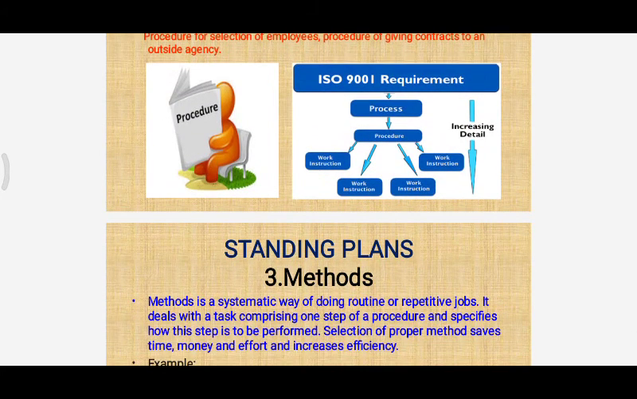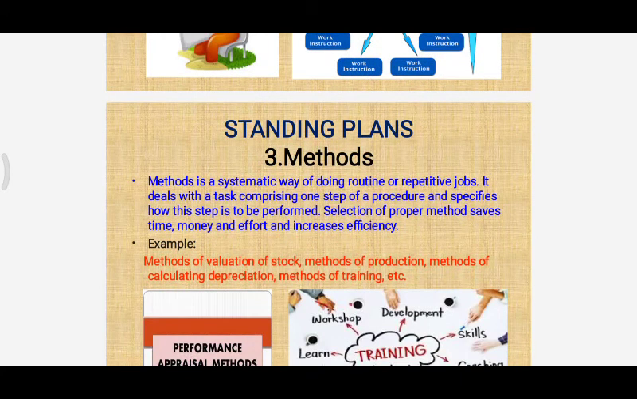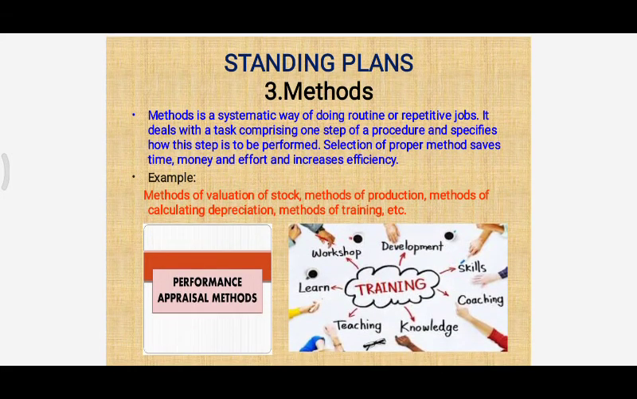Next type of plan with us is methods. So what is a method? Method means a particular way of doing a particular task. And what will be that way? It will be the best way. Fine. So method is a systematic way of doing routine or repetitive jobs. It is a way how we carry on a particular activity. It tells us the standardized and formalized way of doing a particular work. In it, the organization tells us clearly how a particular task is to be performed.